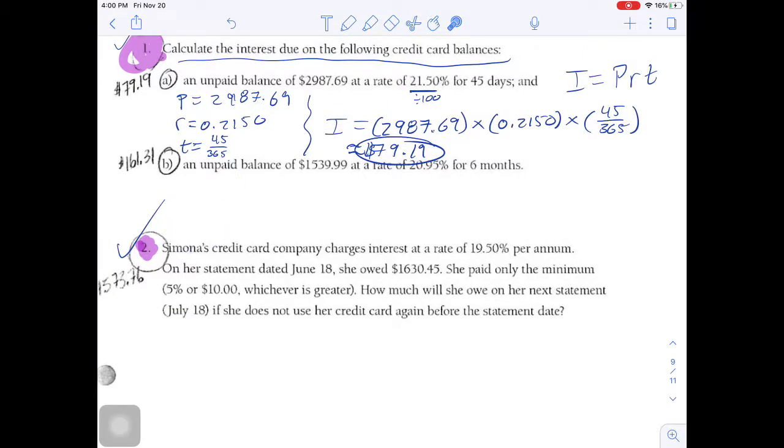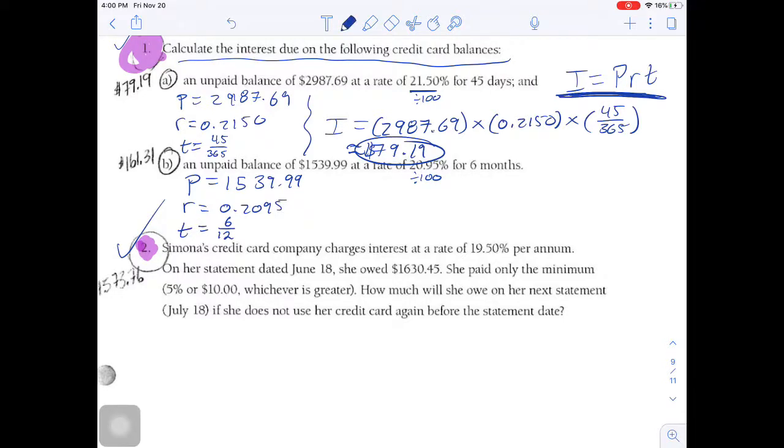Okay, so you probably could try this one out on your own. I'll get you started. Remember, credit cards always use simple interest. P this time, though, is $1,539.99. Your rate, again, I have to divide this by 100, is 0.2095. The time, remember, this is the yearly rate, so we have to figure out the fraction of 6 months. In this case, I'm going to do 6 divided by 12 because we're not talking about days anymore, we're talking in terms of months. So this is half a year, so t will be 0.5.